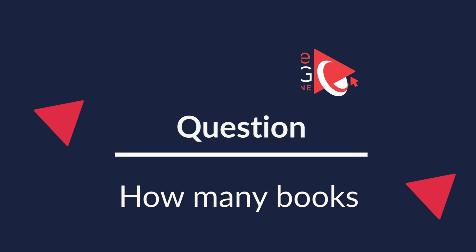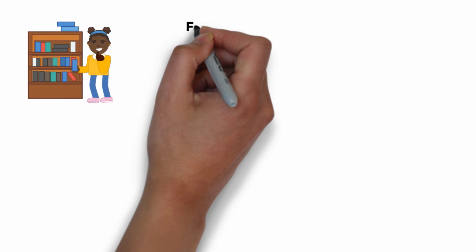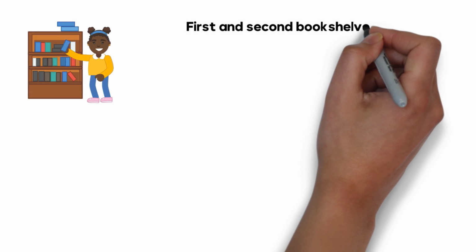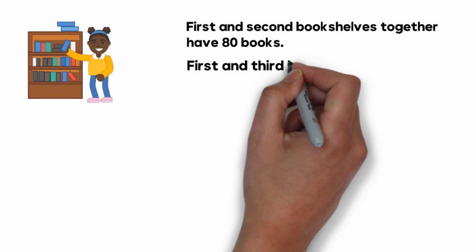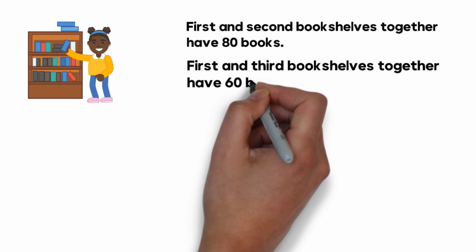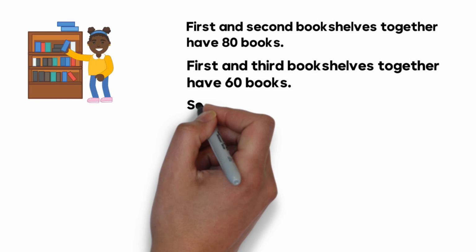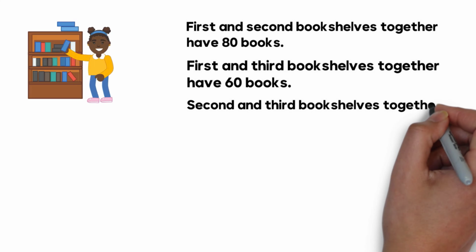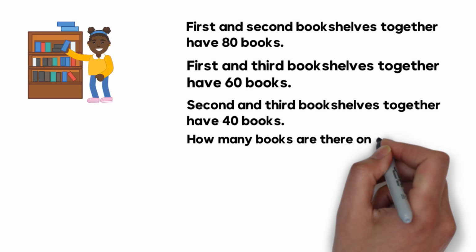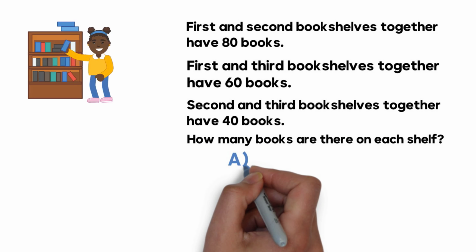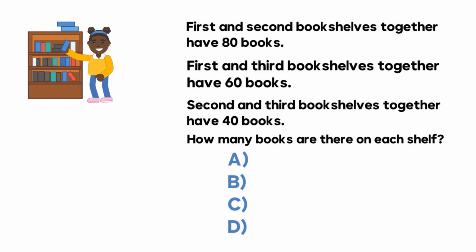Here's a very interesting problem, which tests not just your math skills, but also your cognitive ability skills. First and second bookshelves together have 80 books. First and third bookshelves together have 60 books. Second and third bookshelves together have 40 books. How many books are there on each shelf? You have 4 different choices.